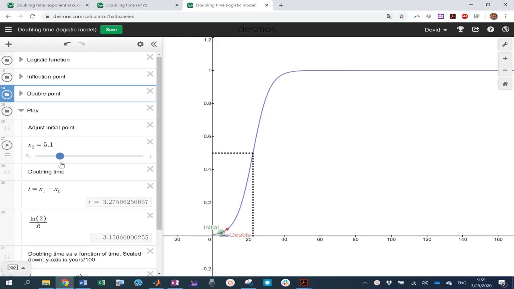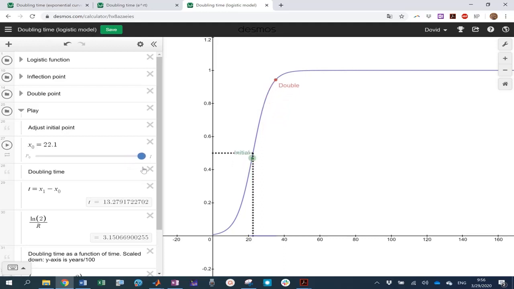I'll do it slowly, watch what happens. It's very subtle at first, but if you look at the x-axis, I know it's tempting to look at the red and green dots, don't. Look at the x-axis. You'll notice it's growing. So I'll do it again, I'll return back to the beginning. And this time, either look at the x-axis or look over here, where it says t equals x1 minus x0. And you'll notice that as I move along the curve, the beginning doesn't change much, but as I get closer and closer to that inflection point, the doubling time grows.